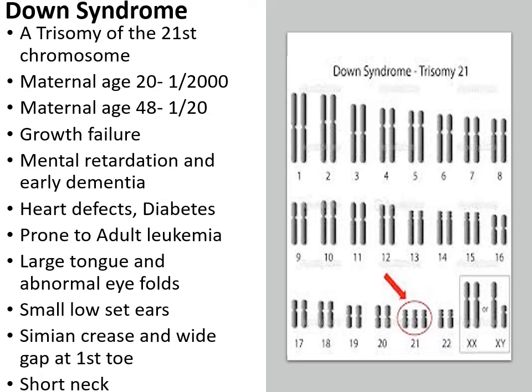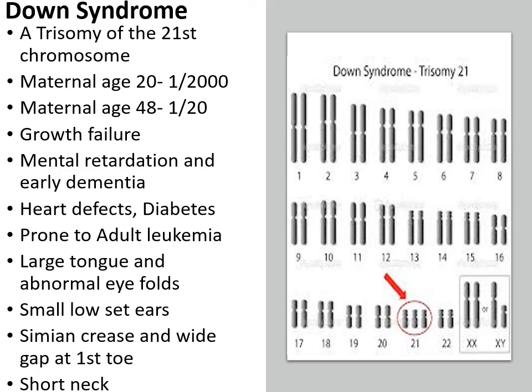And the fact that women over the age of 45 aren't having many children, even though their risk per child is much, much higher, there's less children being born to them. Okay, I hope that makes sense. Anyway, so this syndrome results in growth failure. It results in mental retardation and early dementia. You'll notice that children and adults with this condition are often really happy-go-lucky kids and adults. The vast majority of the ones I've met are very content and happy children.